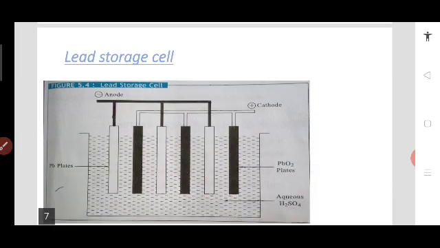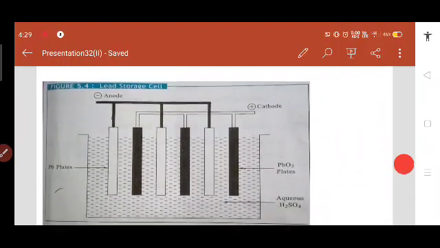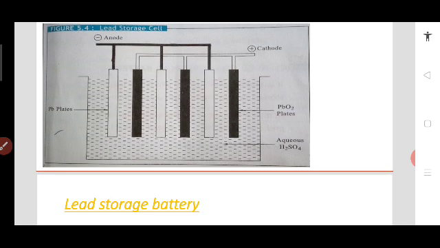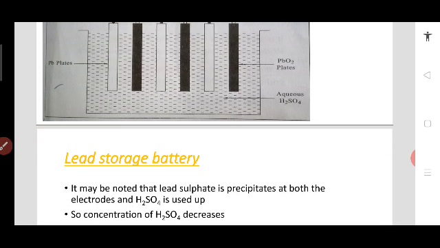Looking at the lead storage battery here, on the left side is the anode, whose symbol is negative, and on the right side all the plates are taken in parallel series and connected to the positive cap. These are connected with wires, the positive being the cathode, and the other the anode, with Pb plates, PbO2 plates, and of course the H2SO4 solution, which acts as the electrolyte.